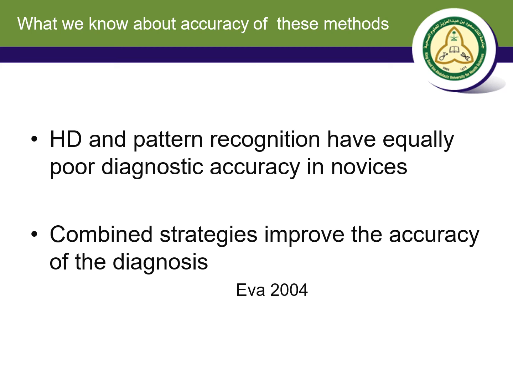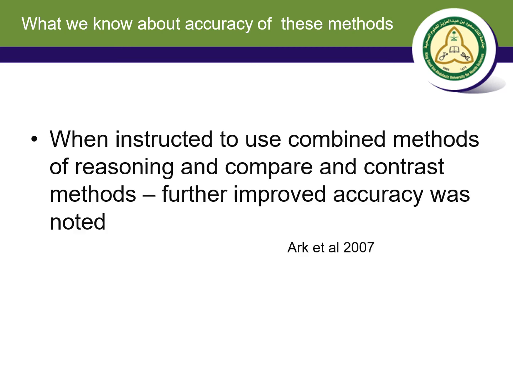Combined strategies improve the accuracy of the diagnosis. That means that whatever strategies we have been talking about so far about clinical reasoning, if you use them in combination and not emphasizing only on any one, it will help you in the accuracy of the diagnosis. When instructed to use combined methods of reasoning and compare and contrast methods, further improved accuracy was noted. Like I said, when you are using all the different methods of clinical reasoning in combination, you will have better accuracy.